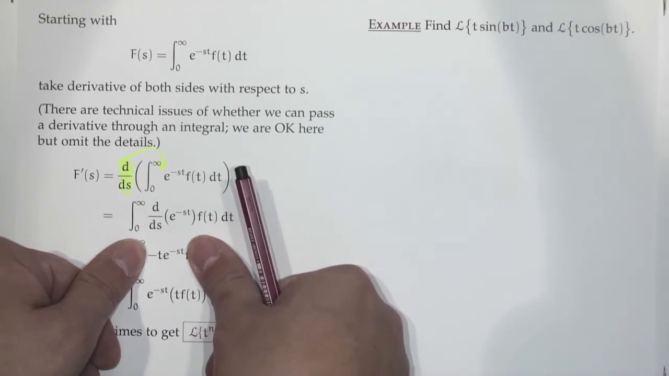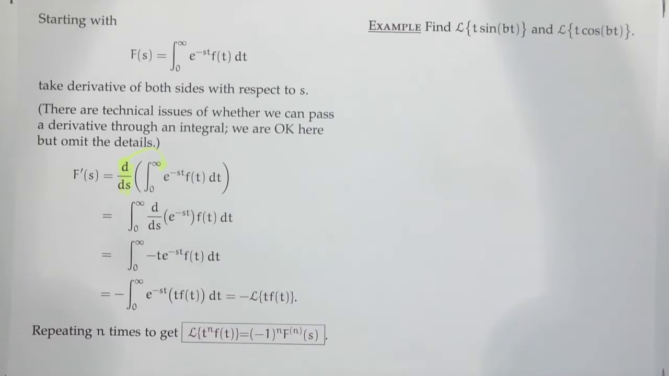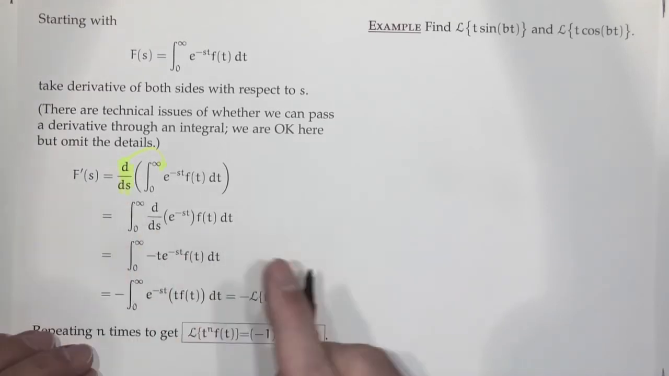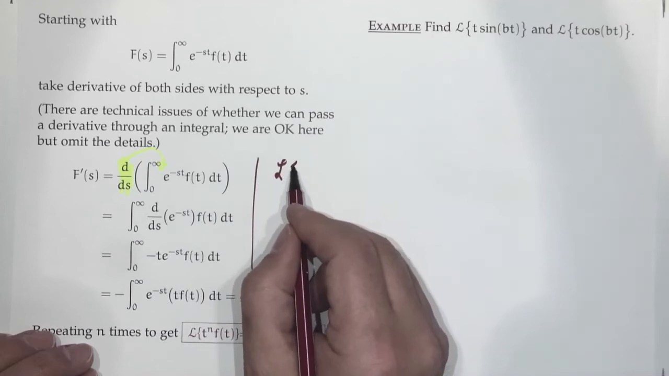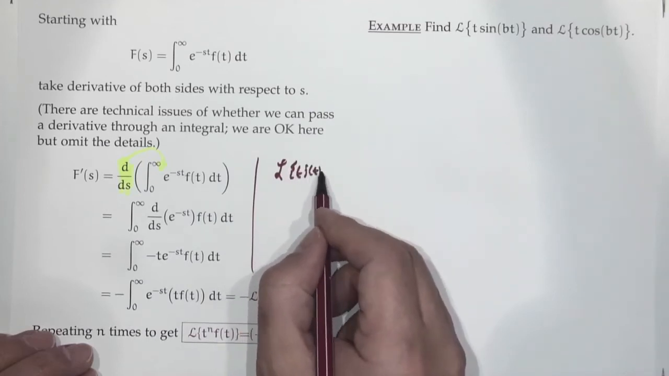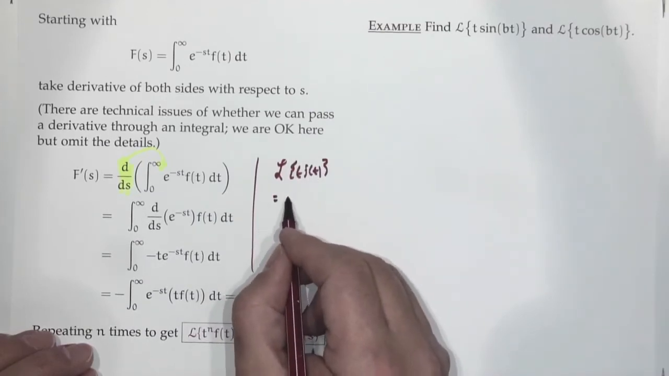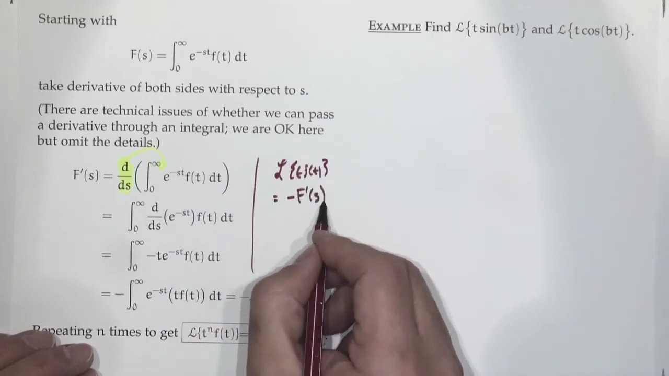All right, so we take that derivative, and then we just gather a few things. The minus comes out in front. The t joins with the f of t, and then we say, aha, that's minus the Laplace transform of t f of t. And so in particular, if you move the minus back over, this is where we get the idea that the Laplace transform of t f of t is equal to minus F prime of s.